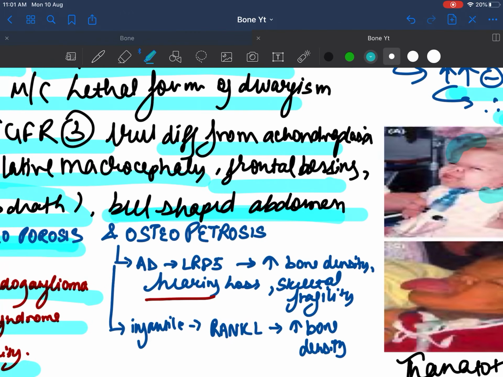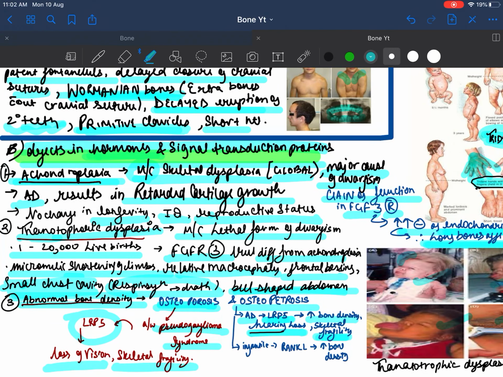What is osteopetrosis? Osteopetrosis is actually thickening of the bone. But the catch point here is the bone becomes thickened, but it's very fragile. It's like a chalk, so it will break very easily. It's very brittle. So there are two types of osteopetrosis that we discuss here. One is the autosomal dominant variant, which occurs in adults. Here also we have LRP5, but it is actually a gain of function mutation. It will lead to increased bone density. We will have hearing loss and skeletal fragility. So skeletal fragility will occur in both osteoporosis and osteopetrosis.